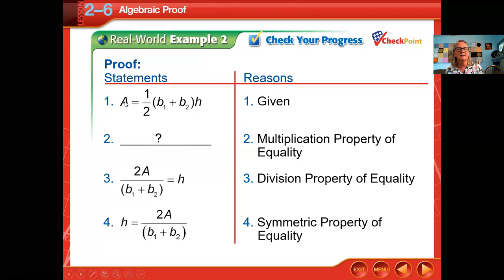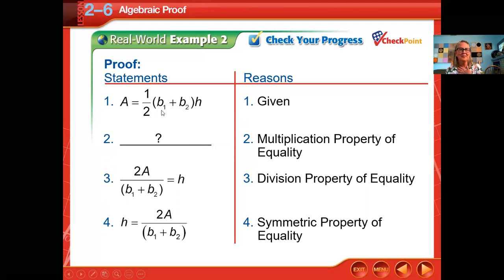Okay, notice what the first statement was. It was given, that's the equation. The last statement is what you're trying to get, because that's when you stop. So what did they do to get from here to here? And it says that they used the multiplication property. So if you notice, you're trying to get h by itself, and you have a b1 plus b2 here, that needs to be divided out, and that's a division property. They did that in between these two steps.